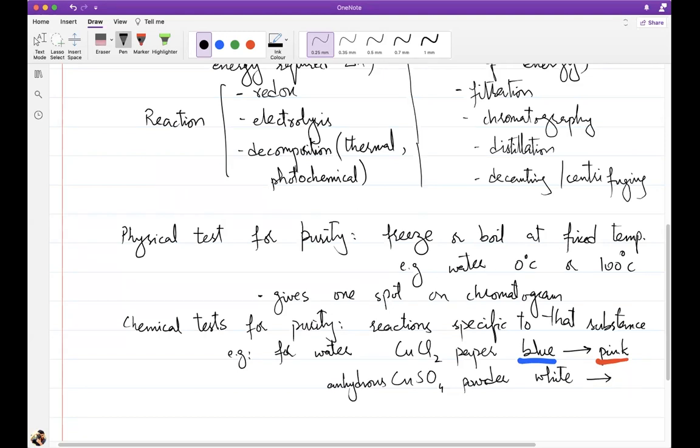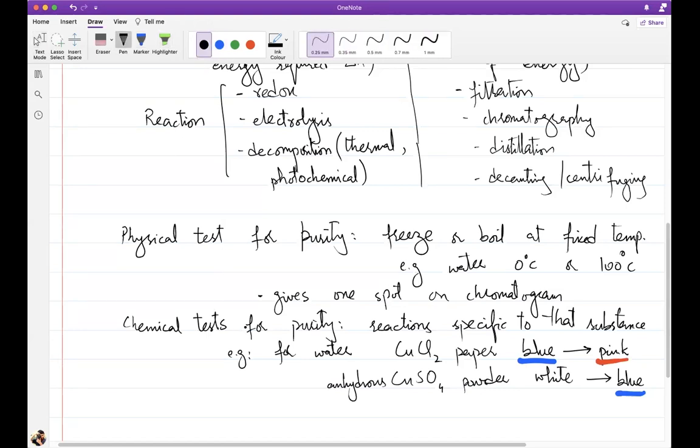So that is again basically a chemical test because a chemical combination has occurred. A new substance has been created, which is pink in color for copper 2 chloride and which is blue in color for copper 2 sulfate. It's a totally new substance. It behaves totally differently. Similarly, we can have these tests all the time.